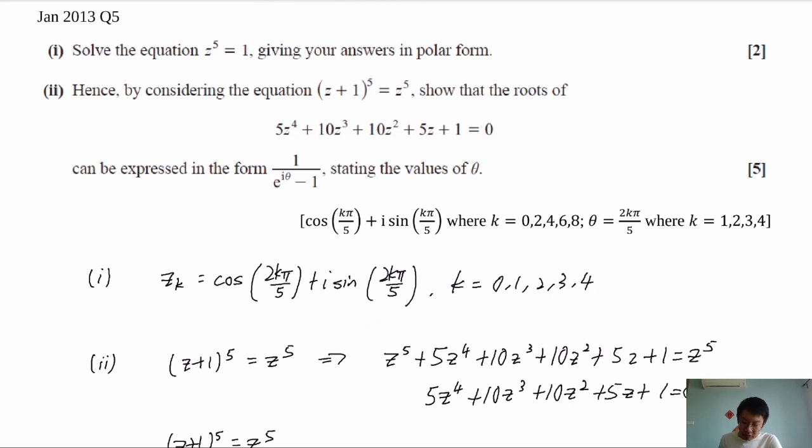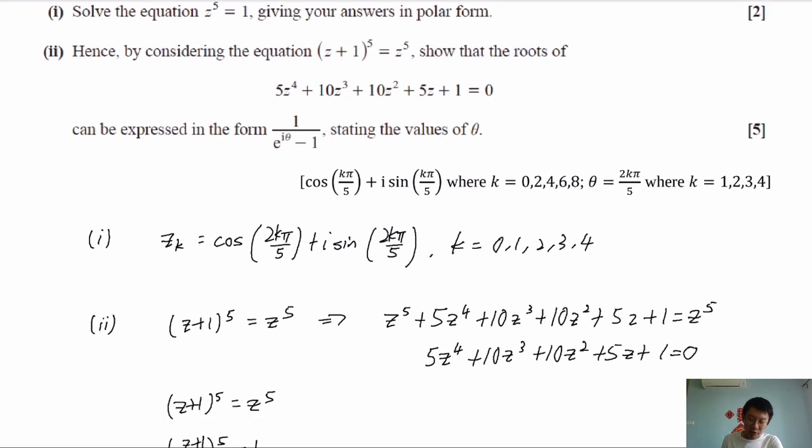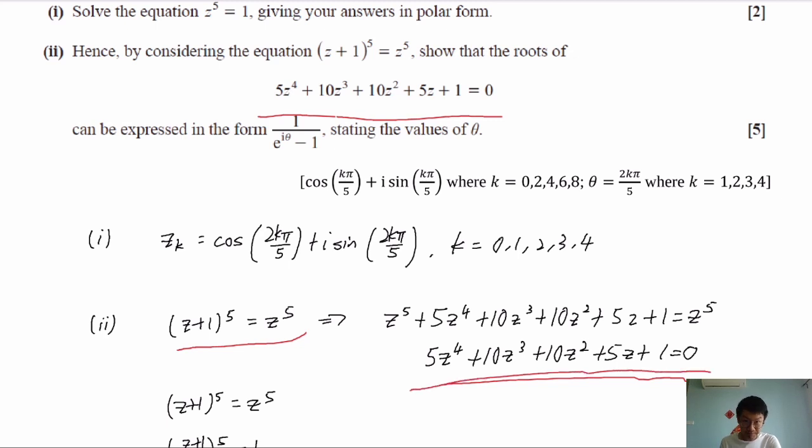Okay, so next part, hence by considering the equation (z + 1) power 5 equals z power 5, show that the roots of this equation can be expressed in this form, stating the values for theta. So the first thing to do is we just expand this one and see whether we can get this exact same equation or not. Of course, we can get the same equation, which will end up with an equation which has power 4. So for this equation, we only have 4 roots.